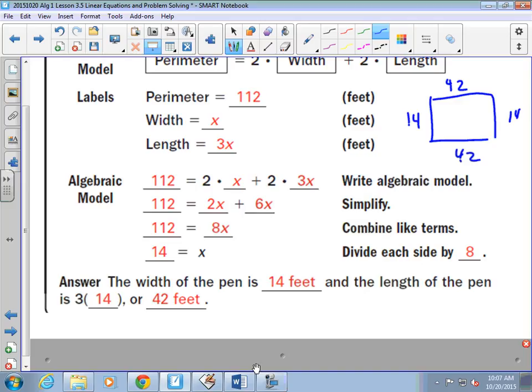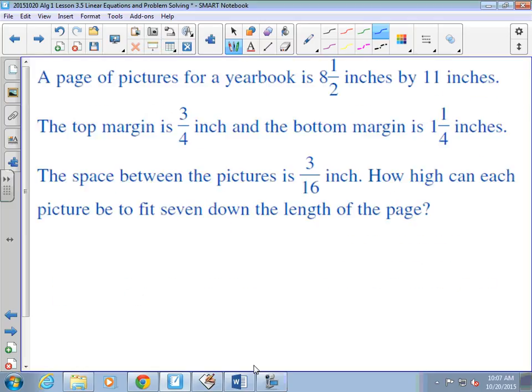Okay, on the back, you don't have to copy this scenario down, but I want you to draw a picture to mimic what is going on. It says a page of pictures for yearbook. So picture, opening up a yearbook and seeing pictures on it, is 8.5 inches by 11 inches. So the whole page is 8.5 by 11. That's a typical size page.